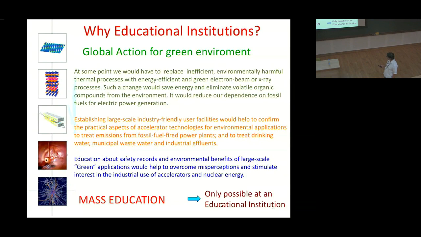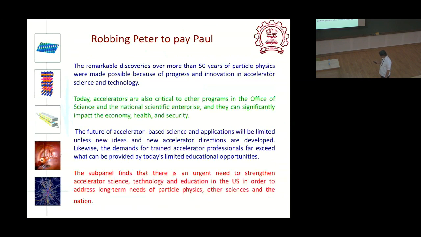So this is how I had presented to Dr. Banerjee, and mass education is only possible at an educational institute. You can create a center, but it's limited to very few people. And this was a report which was published, I think, 6-7 years back in Physics Today. Basically, there is a need for accelerator physics, and the title was that there's a dearth of accelerator physicists. So it's like robbing Peter to pay Paul: you take the manpower from one center to whoever is in need.